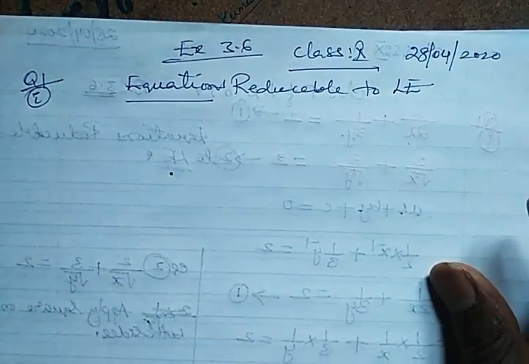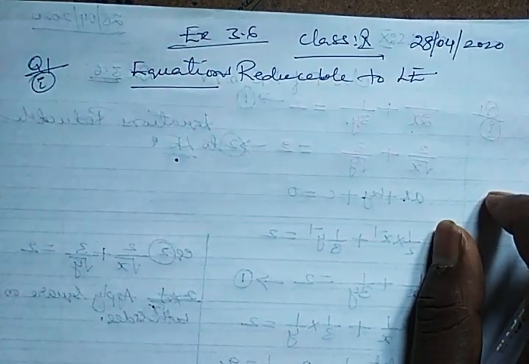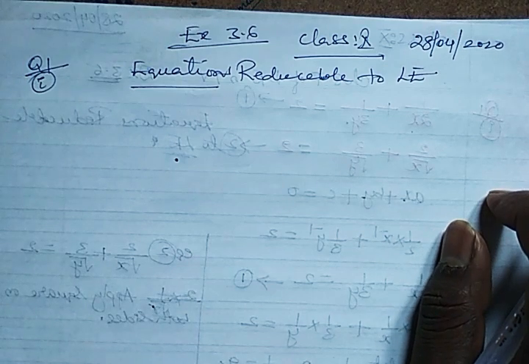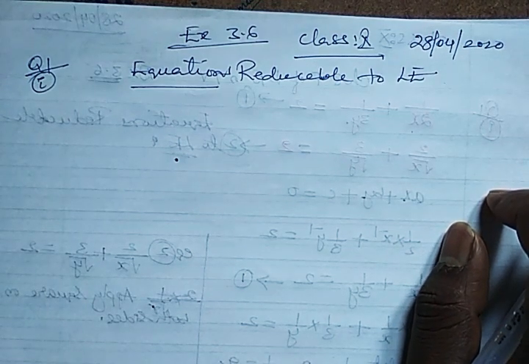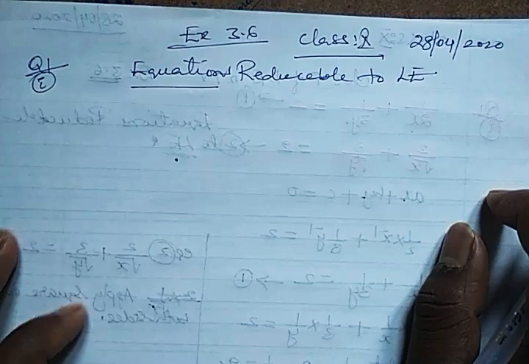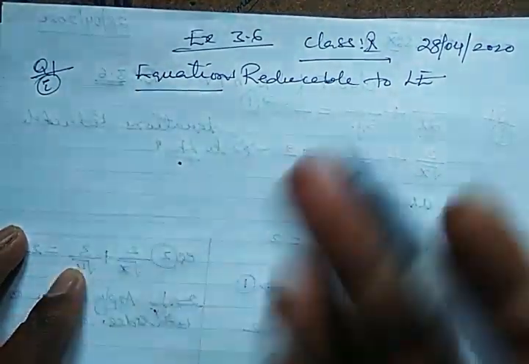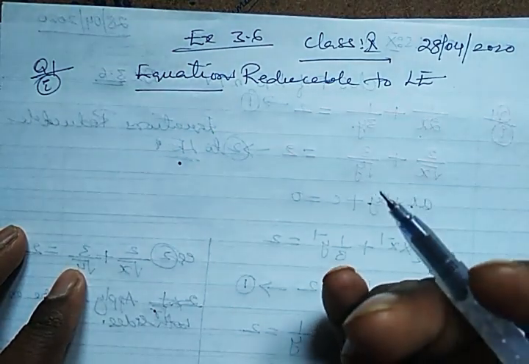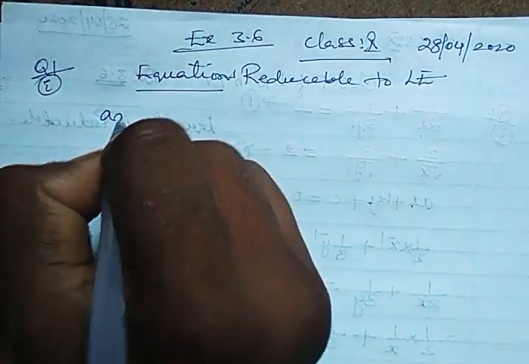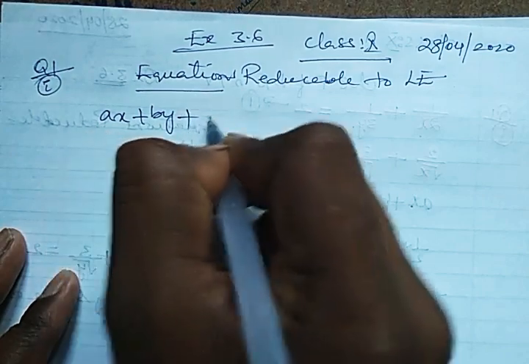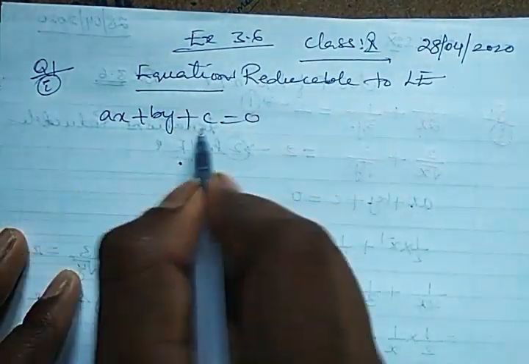In the previous three methods we have seen linear equations were given and we tried to solve them by using the three methods: substitution, elimination and cross multiplication method. But in this exercise we are going to focus on such questions where we do not get linear equations. Linear equation means equation in the form of ax plus by plus c. Linear equation in two variables must be there.